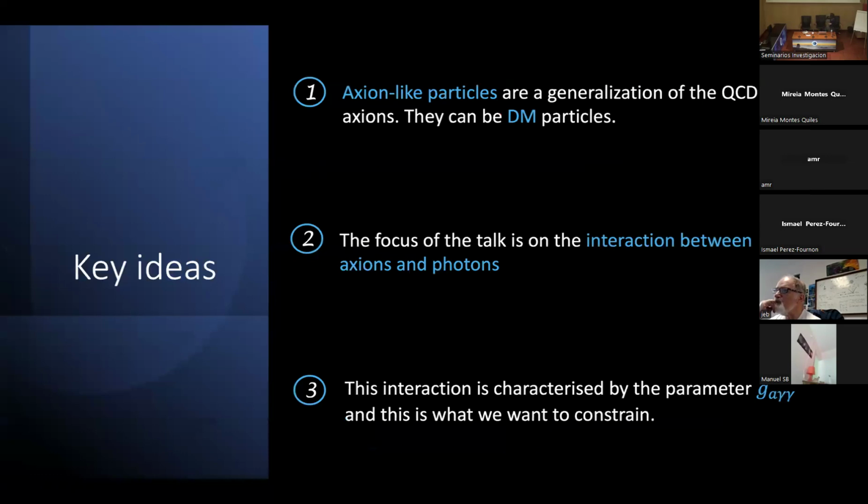Now, the good news for the non-particle physicists in the room, which I understand is the majority, is that you don't need to remember any of that. The only key ideas are that axion-like particles are a generalization of the QCD axion and are great because they can be dark matter. The focus of this talk is really the interaction between axions and photons, and this interaction is characterized by this parameter g_aγγ, the coupling between axions and photons, and this is what we want to constrain. The idea is that the larger this parameter, the stronger the interaction, the larger the signals. The smaller this parameter, the weaker the signal that we observe.